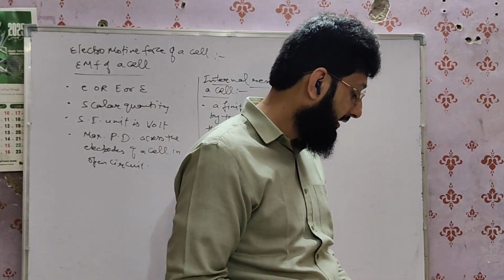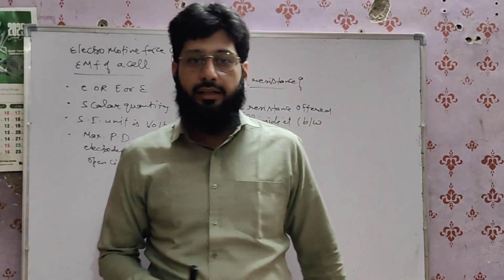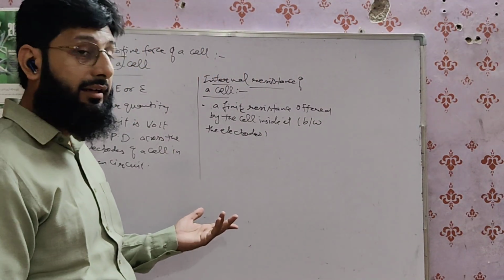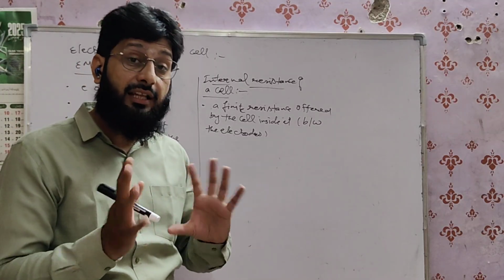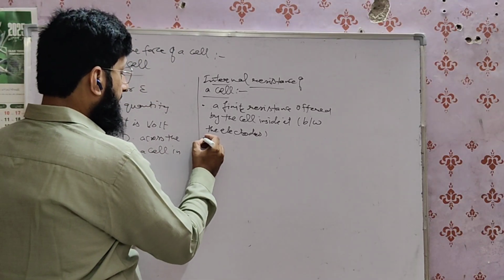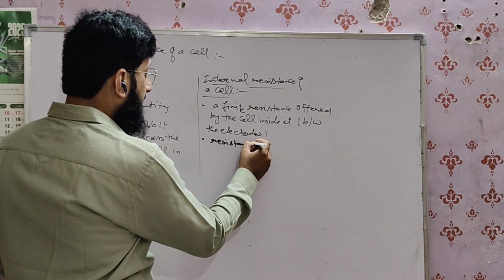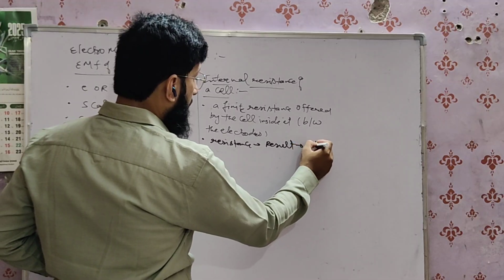What do you mean by finite? Finite means that you can calculate the resistance. That's why we are calling it finite resistance, and the resistance is between the electrodes. Internal resistance is basically a result, not a cause.